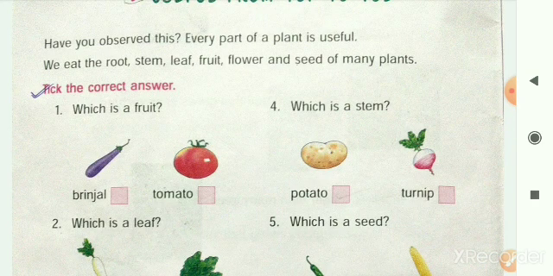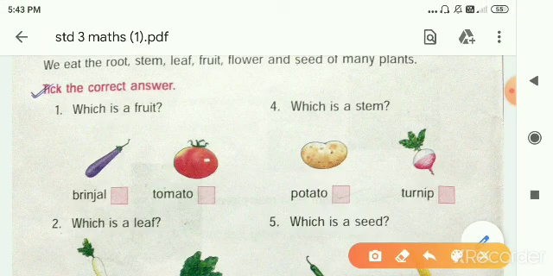Brinjal or tomato? You know, brinjal is called a vegetable because it's eaten with other vegetables, while tomato is also eaten with other vegetables, but tomato is also considered a fruit, though a vegetable by nutritionists. So here, which is a fruit? So the answer will be tomato. So the first answer is tomato.